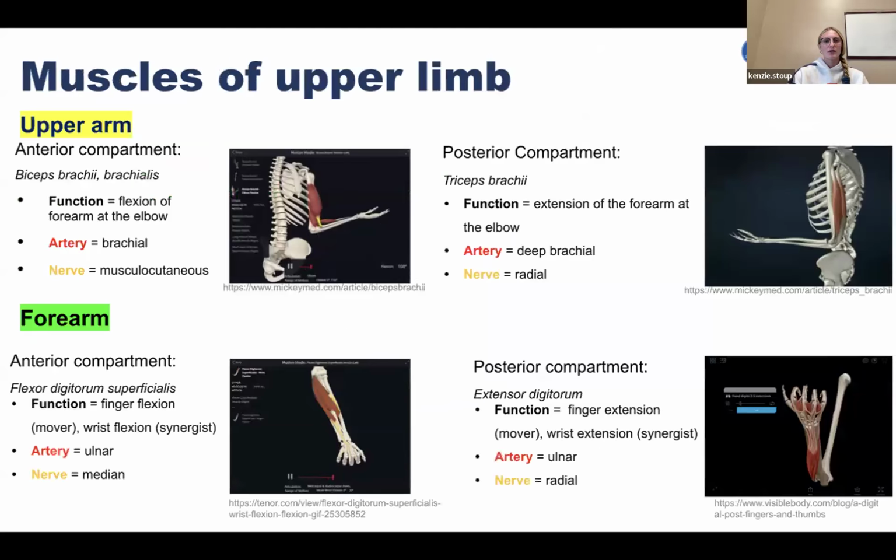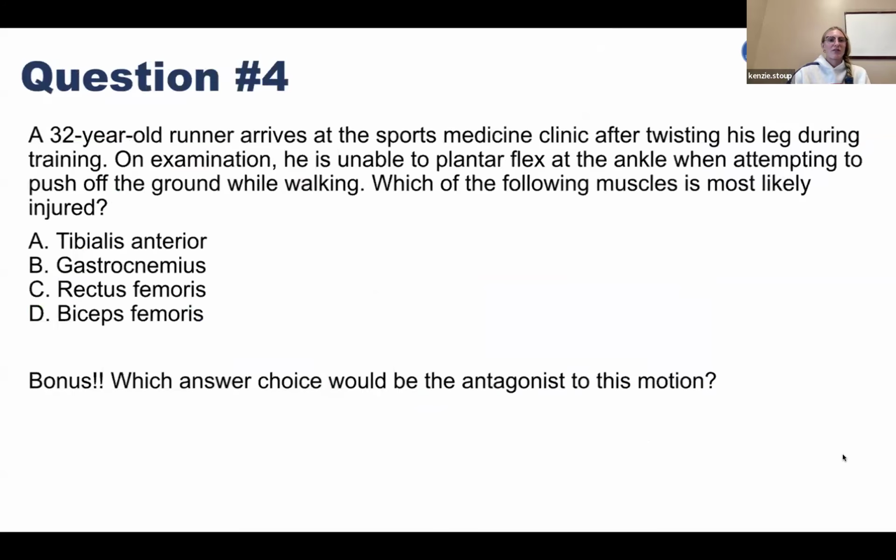And then let's see, I think we were here. Yeah. So we have a 32-year-old runner who is arriving at the sports med clinic after twisting his leg during training. When you're examining him, you notice that he is unable to plantar flex at his ankle when attempting to push off the ground while walking. Which of the following muscles is most likely injured? And then you can go ahead and do a poll for that. And if you guys want to just answer this bonus question in the chat, you can do that too.